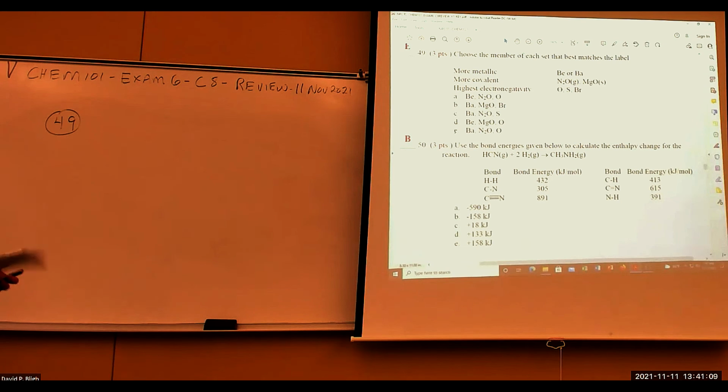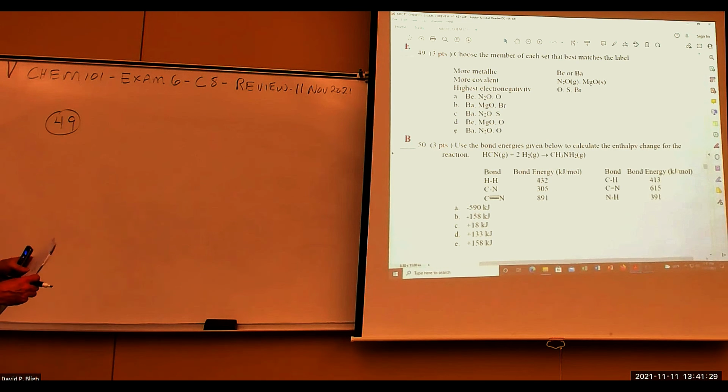Choose the member of each set that best matches the label. So what we're saying is, which one's more metallic out of this pair? Which one more covalent out of this pair? Which one's highest electronegativity out of that pair? So 1, 2, 3, 1, 2, 3 is the way we match those up.